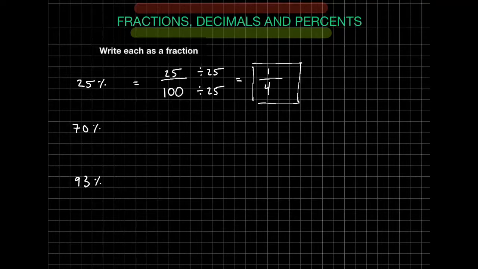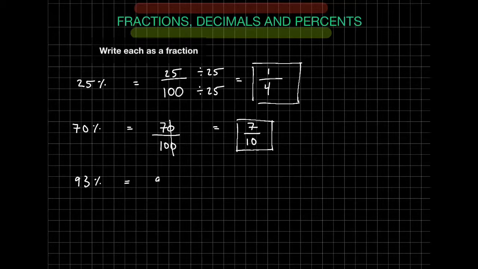Okay, same thing with 70%. We're going to say that equals 70 over 100. There's your definition of percentages, just a number divided by 100. And it looks like we could divide both top and bottom by 10. Simply cross those out. It's a quick way to divide by 10. And what we're left with is 7 over 10. So 70% written as a fraction is 7/10.